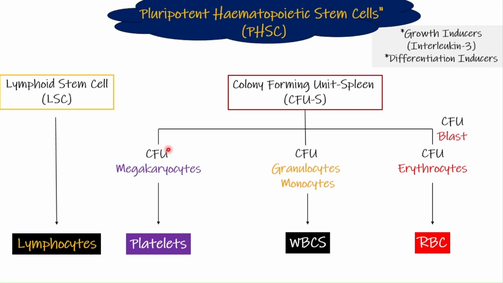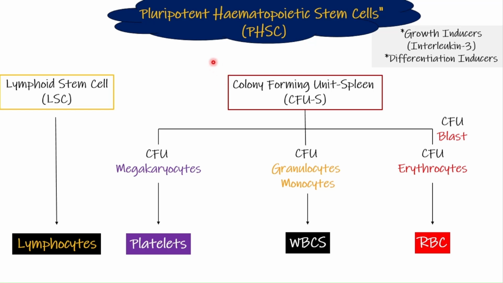And the colony-forming unit which will give rise to platelets is known as colony-forming unit megakaryocytes. So these three will be formed from colony-forming unit spleen. There is one additional point: before colony-forming unit spleen, there is also a stage, colony-forming unit blast. So colony-forming unit spleen gives rise to colony-forming unit blast, which gives rise to colony-forming unit erythrocytes, and then those give rise to our red blood cells.